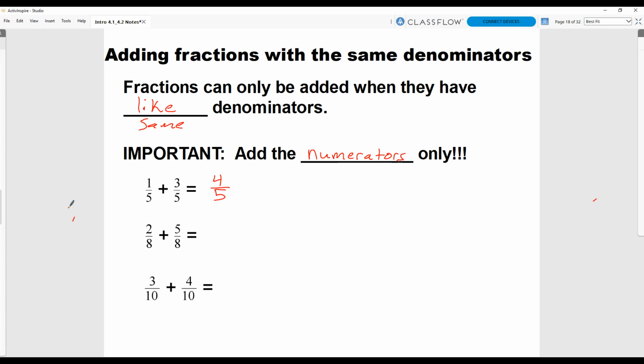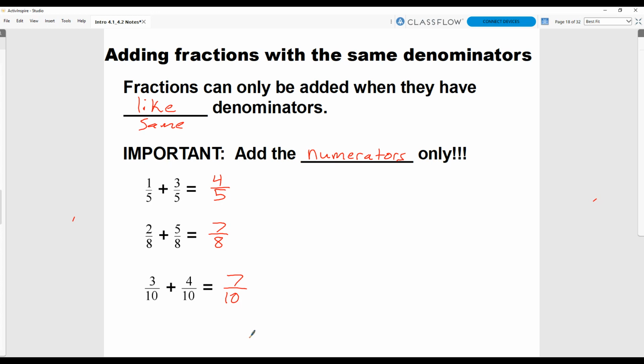Let's take a look at our next one. These both have like denominators in this addition problem, so we're going to add them. We're just going to add our numerators and leave the denominator exactly the same. It's just going to stay an 8. This one down here, we'll add this together. It's also going to be a 7, just like this other one. So 3 and 4, 10 stays a 10. We don't do anything with the denominators. I feel like I can't say that enough. We're just going to add just the numerators.